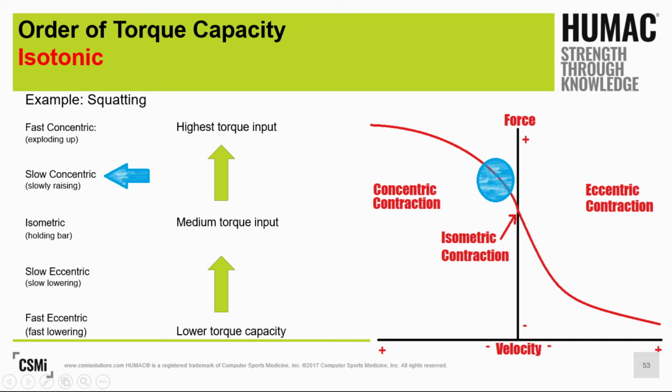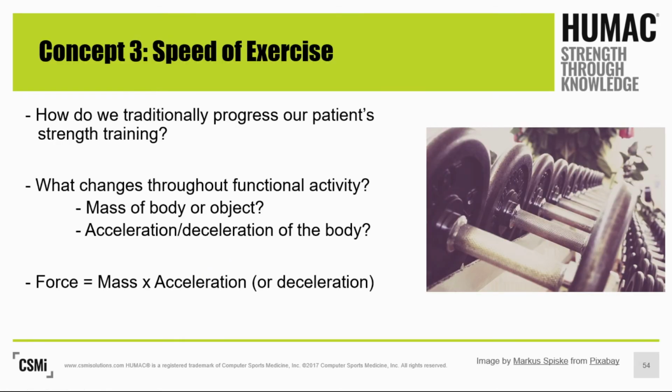So now I'm going to raise up concentrically but slowly. On the graph, that's moving just to the left of that isometric point. But if I want to accelerate it up faster, I have to give more force. If I give enough force to overcome both the weight of the bar and my body weight, then I'll jump.